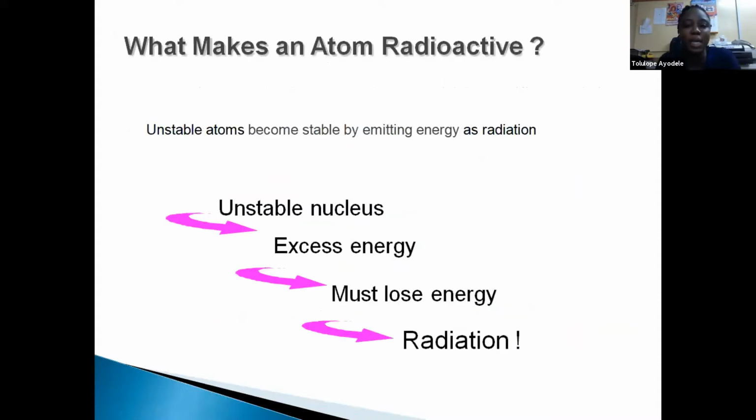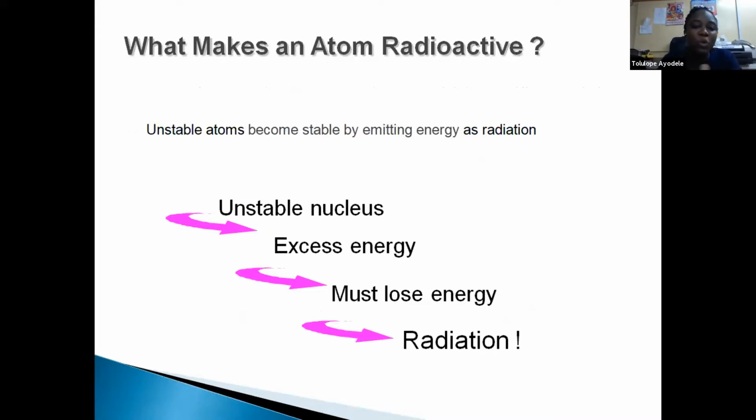So what makes an atom radioactive? We talked about using unsealed radioactive sources and radiopharmaceuticals, whereby we combine radiation and the drug. So the radiation is actually labeled with this drug.